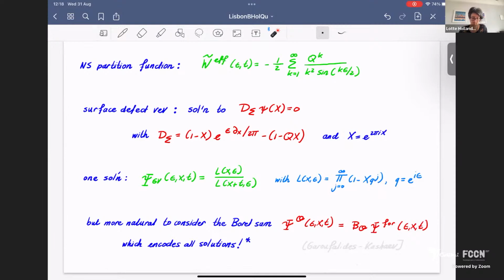But as we've seen from the following, it's much more natural to consider the Borel sum of the formal epsilon expansion of this object. And this Borel sum will then depend on the angle theta in which we Borel sum, the direction in which we Borel sum. So this Borel sum can be computed explicitly, as was done first in this paper by Validis and Kashav.